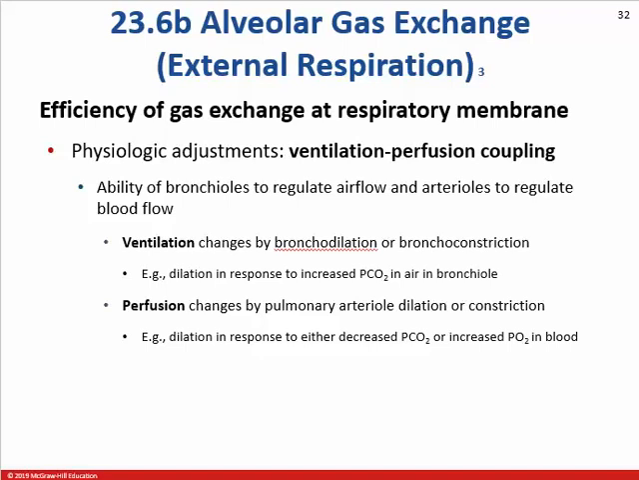The body is very good at bringing blood and air to the same place at the same time. So ventilation changes by bronchodilation and constriction to bring air to particular areas of the alveoli, and perfusion is arterial dilation and constriction. So these two things match, and it all revolves around how much CO2 is there.